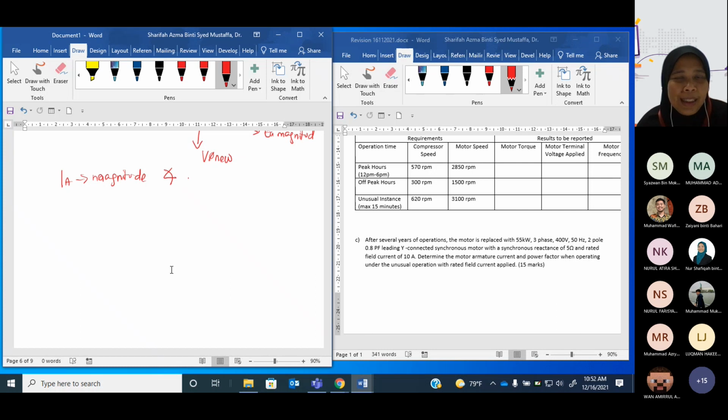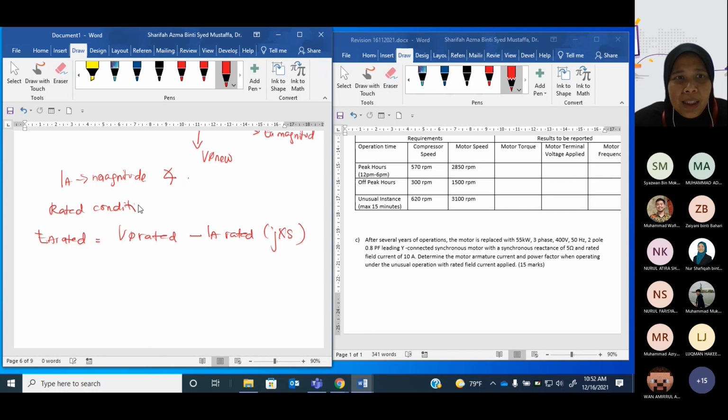Discuss now. Saya tanya jawablah. EA rated, how to calculate EA rated? Cari IA rated, madam. Yes. EA rated equal to V phase rated, IA rated, JXS. Okay, this is at rated condition. EA rated is important nanti because kita nak calculate K flux rated. Okay, now V phase rated kita dah ada 400 divide by root 3 kan? Your IA rated, how to calculate your IA rated?